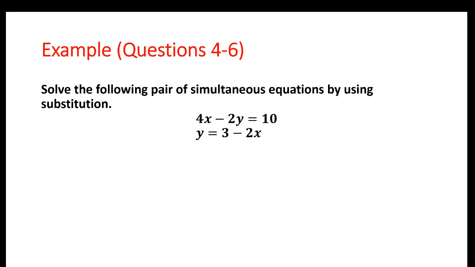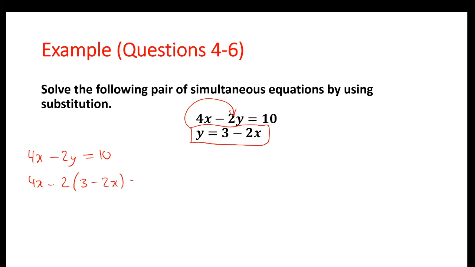Solve the pair of simultaneous equations by using substitution. So again, we're going to do the same thing. I've got y is equal to 3 minus 2x, and I've got an equation that I can put it into. So rewriting 4x minus 2y is equal to 10 gives me 4x minus 2 lots of 3 minus 2x, which is equal to 10.